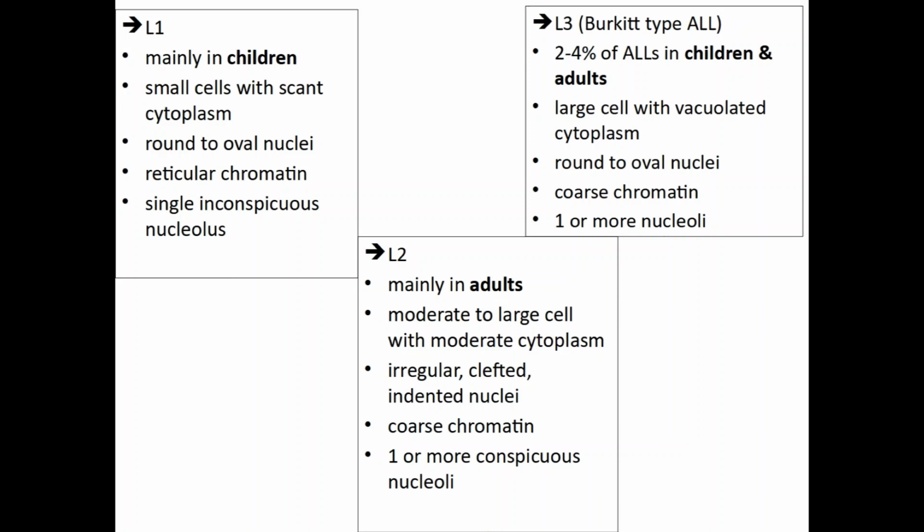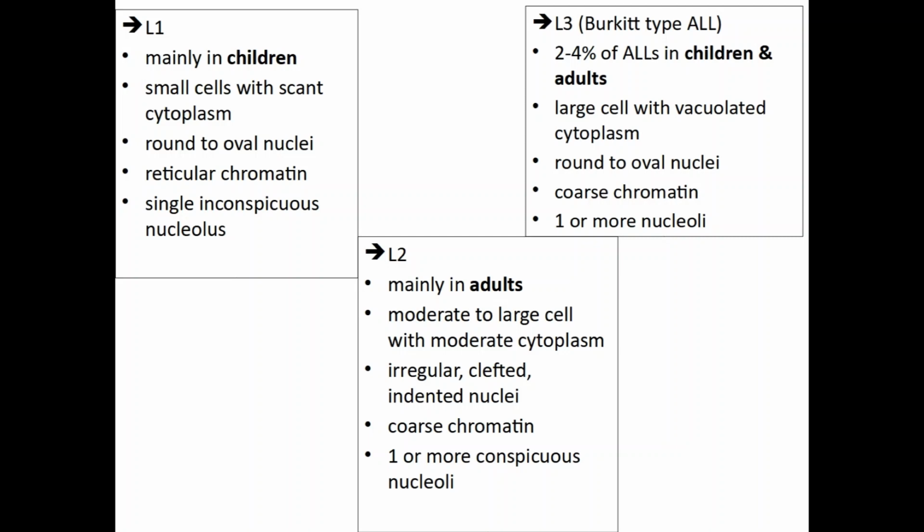The L2 subtype will be seen mainly in adults. Here the size of the lymphoblast is slightly larger than the blasts in L1. Some amount of cytoplasm is also there. The nucleus is irregular, sometimes with indentations. The chromatin is coarse and the number of nucleoli will be one or more.